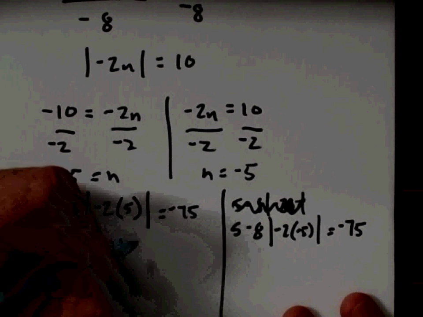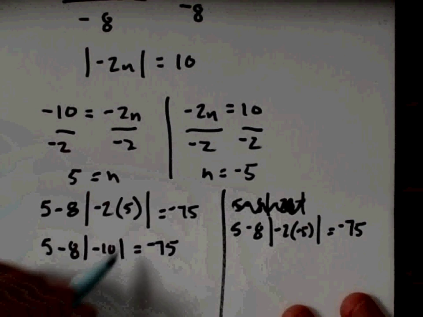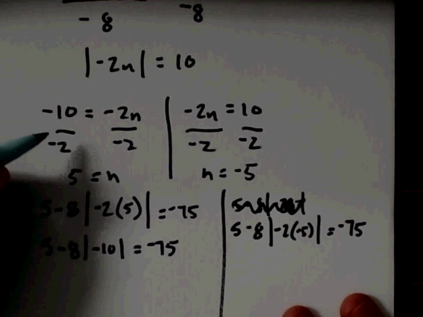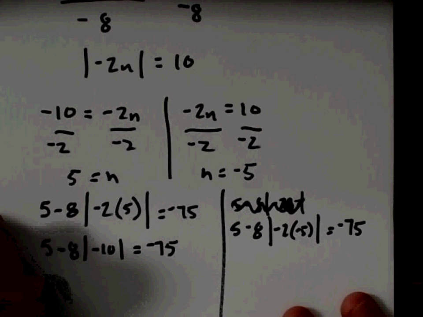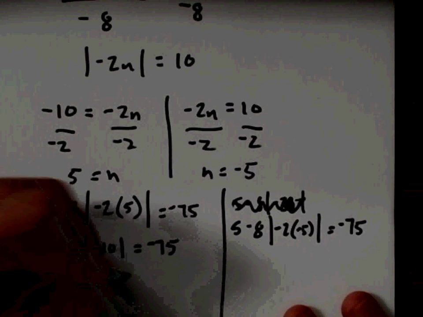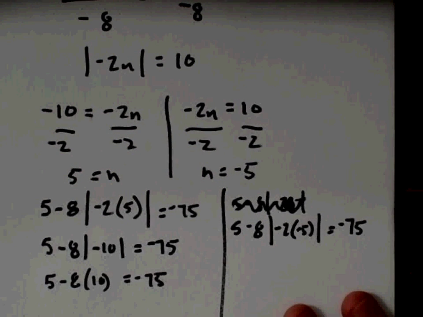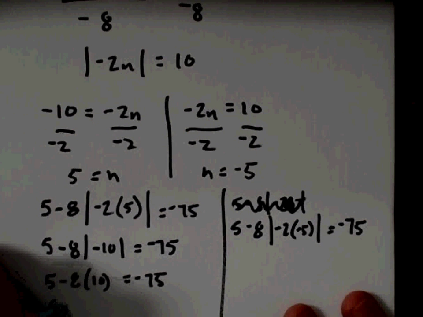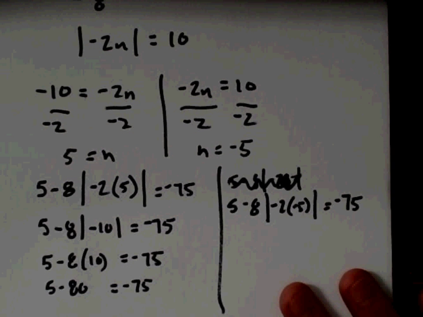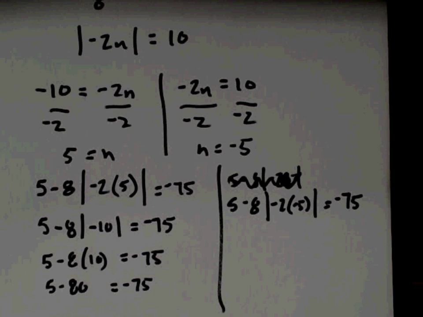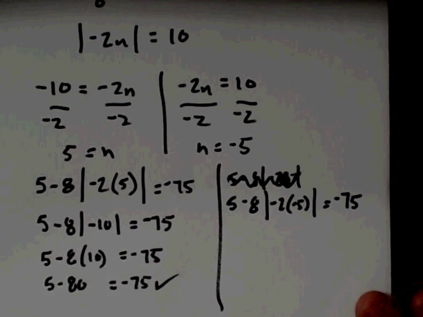So inside the absolute value makes negative 10 right there. And that's where this negative 10 comes to where I set it equal to negative 10 right up here. What's the value for negative 10 in the absolute value? Makes it positive 10. Okay? And so what I get is 5 minus 80. Does that equal negative 75? 5 minus 80 does equal negative 75. Yeah. All right. And so that works for us.